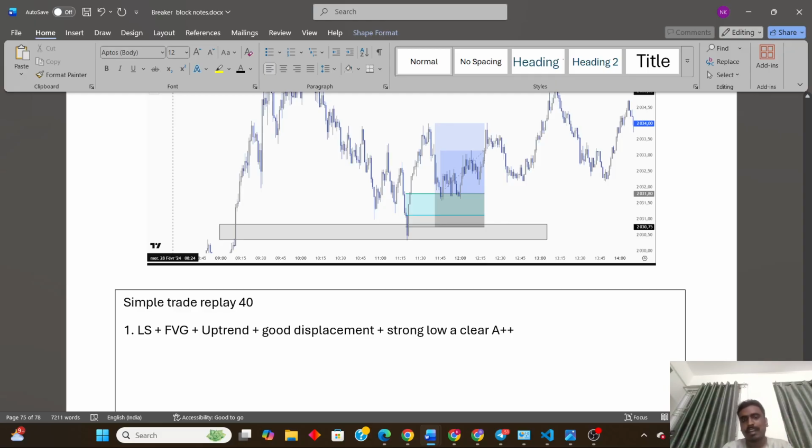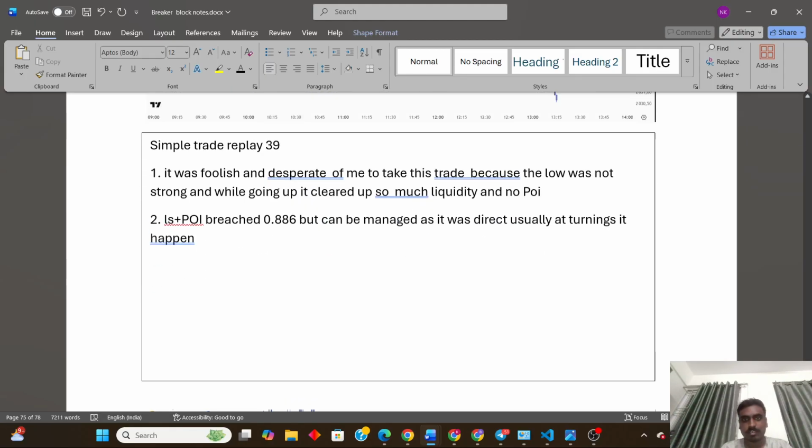And you can add various things to this model. Like if this liquidity sweep is happening, it should be within an FVG. Then you should go with the trend. Let's look at this model also.